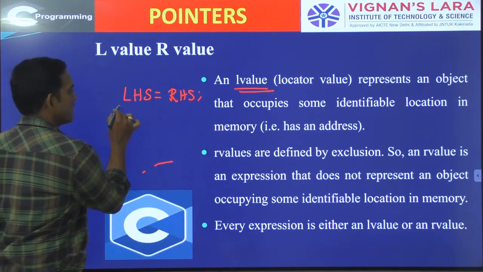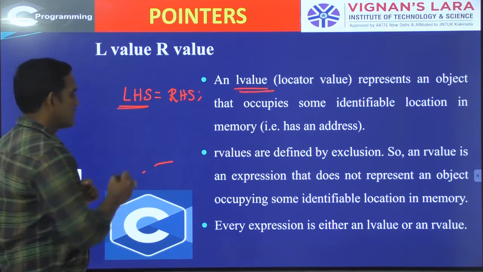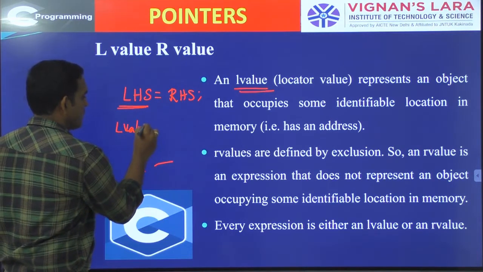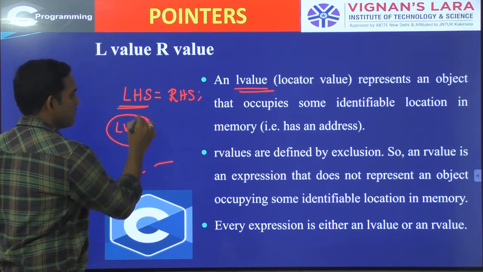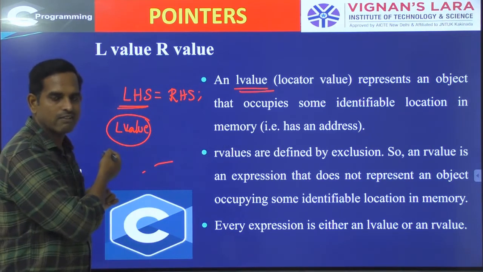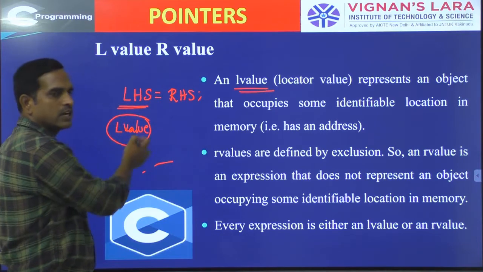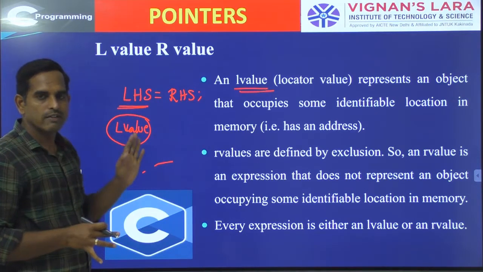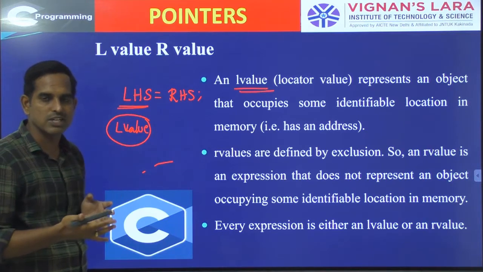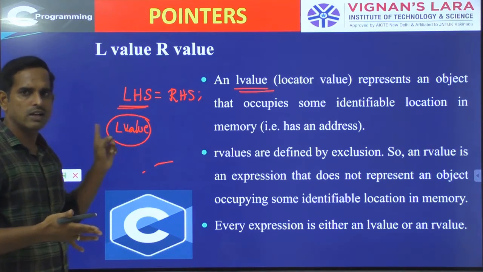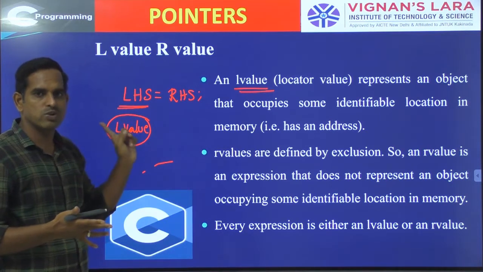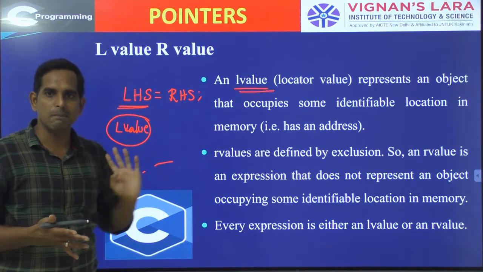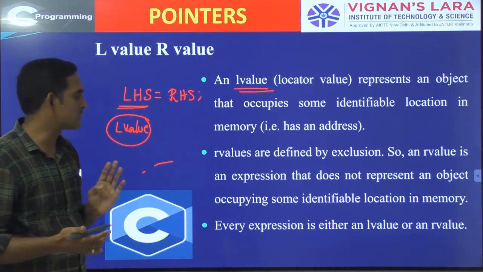Whenever your LHS is present, this will usually be the L value. Why? Because the end result will be stored in your LHS or your L value. So the end result should always contain some memory location. Whenever you are writing an expression, the end result will be on the left hand side. That will usually be the L value, and that L value should generally occupy some memory location or memory address.